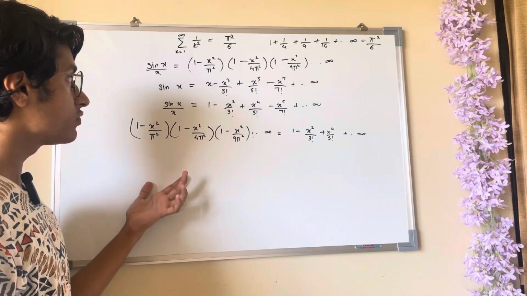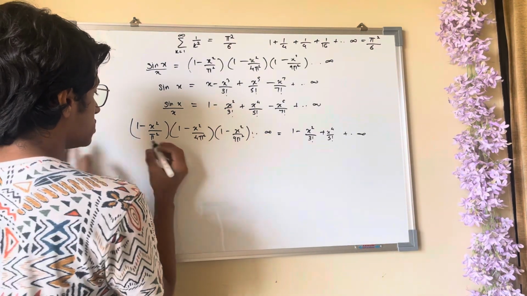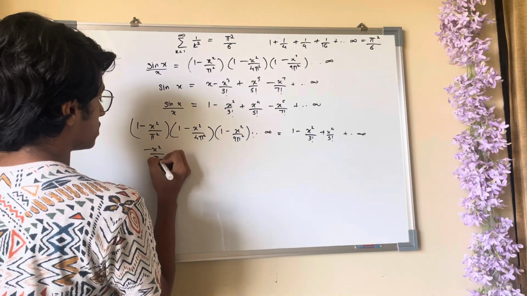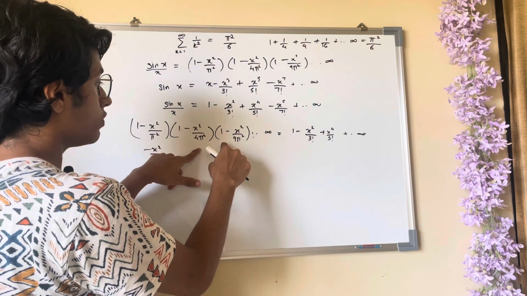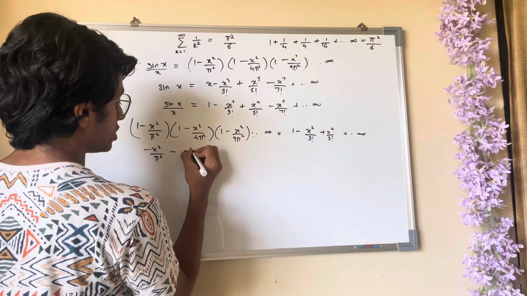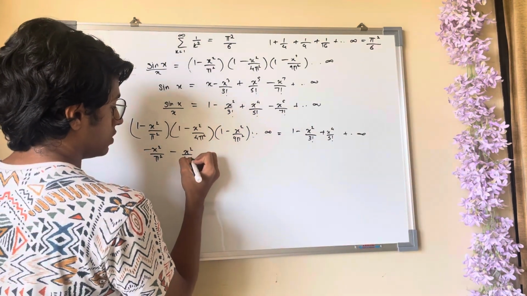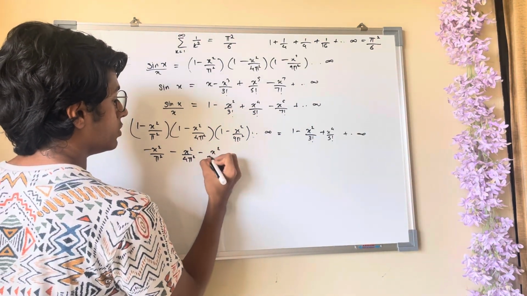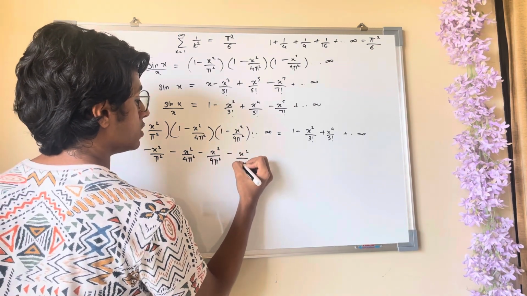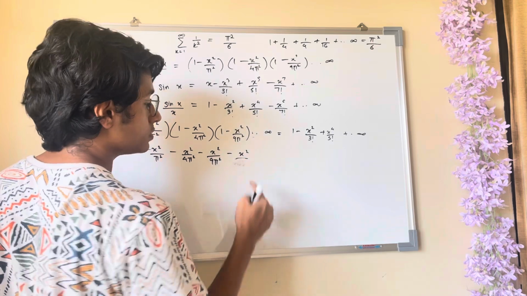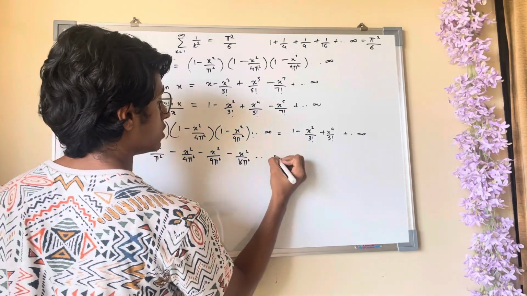But we need the coefficient of x square. So multiplying this with all the other ones, we get x square by pi square. Multiplying this with 1, 1, 1, 1. We are simply choosing one of the terms from the infinite terms possible. The next term would be minus x square by 9 pi square. Next would be minus x square by 16 pi square, and so on till infinity.